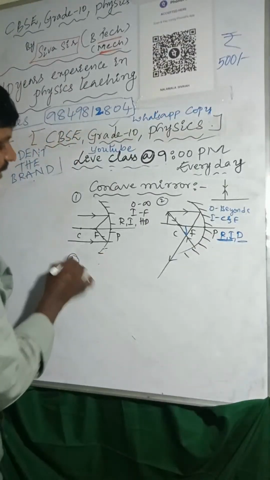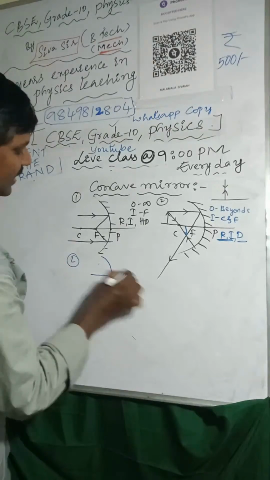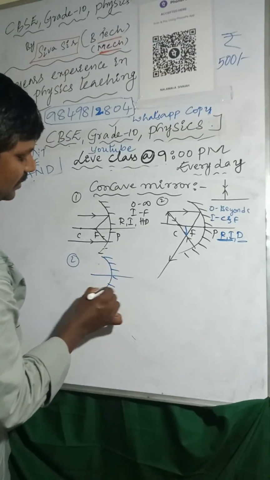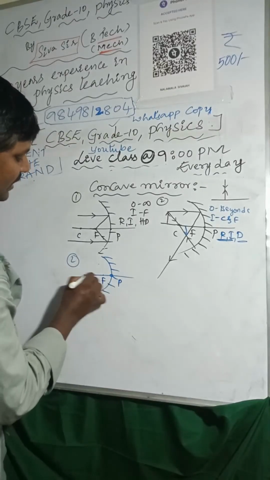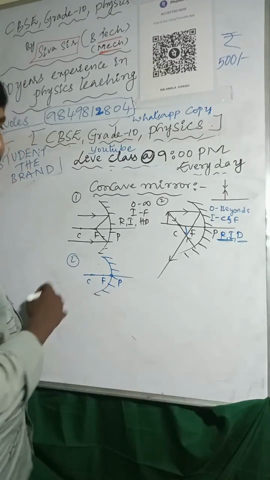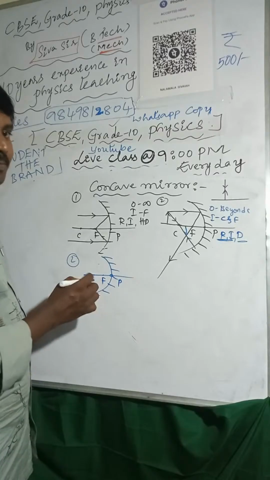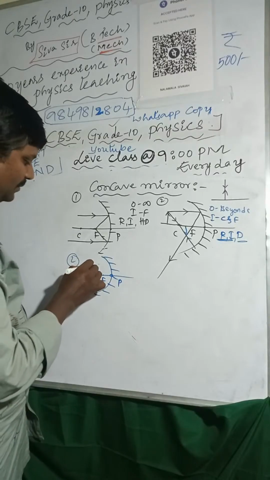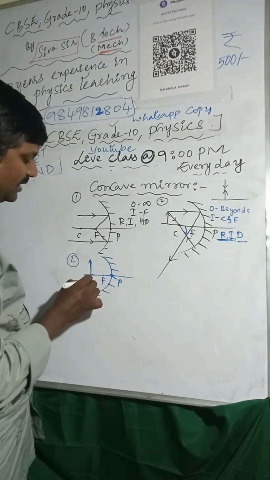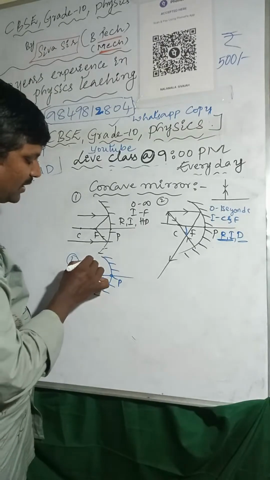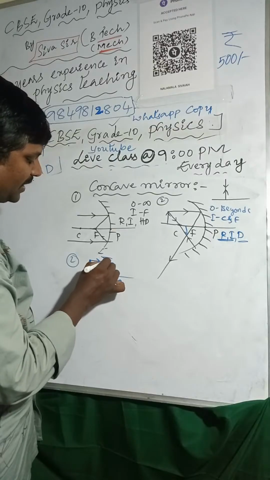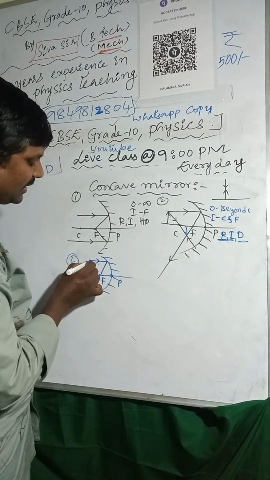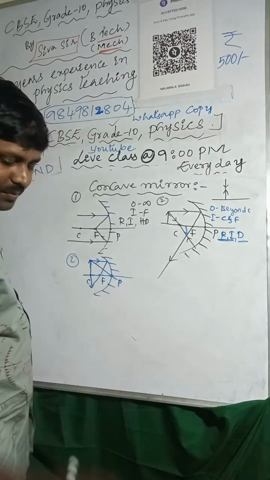Coming to the next one. I'm taking one light ray here. This is the pole, focus, and center of curvature. The object is placed at C, and the image will also form here. One light ray I'm taking like this passes through the focus. Another light ray I'm taking meets at the pole like this.